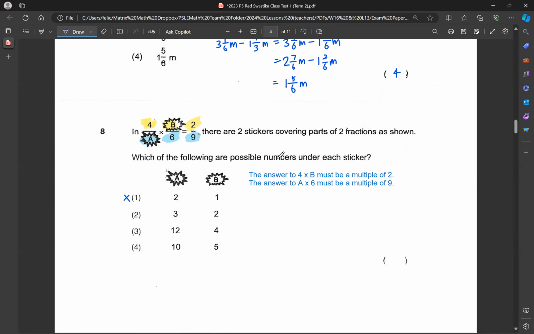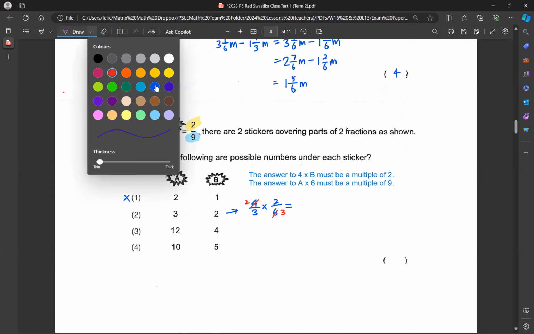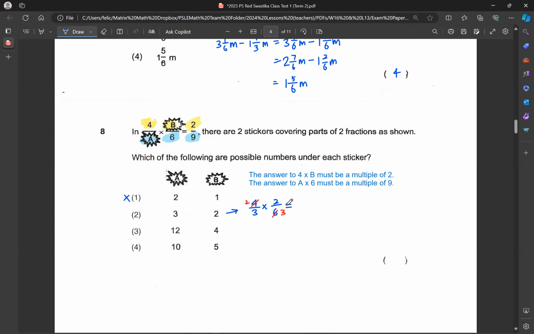Okay, I'm just going to write down 4 over 3. Let's put 2 inside B, so times 2 over 6. Let's do the cancellation, see whether it works out to be 2 over 9 eventually. So 2 and 3, nothing to cancel. 4 and 6 both can cancel, become this. And you notice the multiplication here actually gives us 2 times 2 is 4 over 9, which is not 2 over 9. So that means option 2 is out.